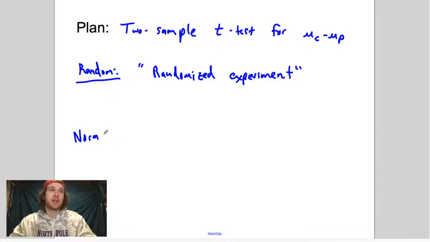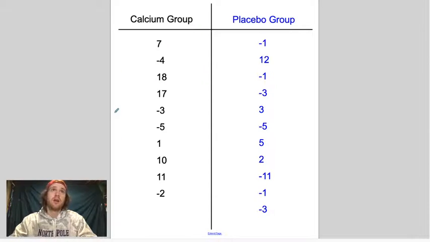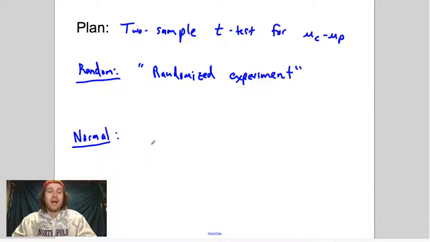We do have to check the normal/large counts condition. And our samples are right here. This has 2, 4, 6, 8, 10. This has 10 people in it. And this one has 2, 4, 6, 11. That's right, I remember. Whoops. Okay, let's go back. So 10 and 11. So neither of them are the appropriate size.